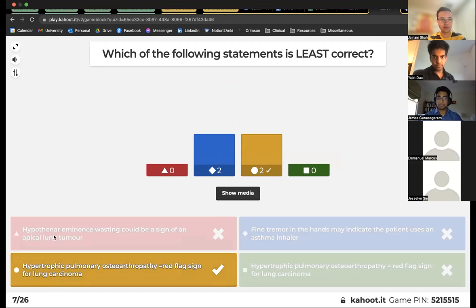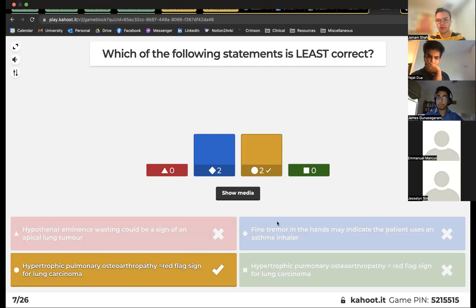So firstly, hypothenar eminence wasting could be a sign of an apical lung tumor. That one is potentially true because the apical lung tumor could be compressing on your lower brachial plexus nerve root, so like C8-T1, which eventually goes down if you think about myotomes, or even the ulnar nerve and what muscles it innervates in the hand. You can remember that the intrinsic muscles would be the hypothenar eminence. So wasting could be a sign of that. But of course, it's not very specific to an apical lung tumor.